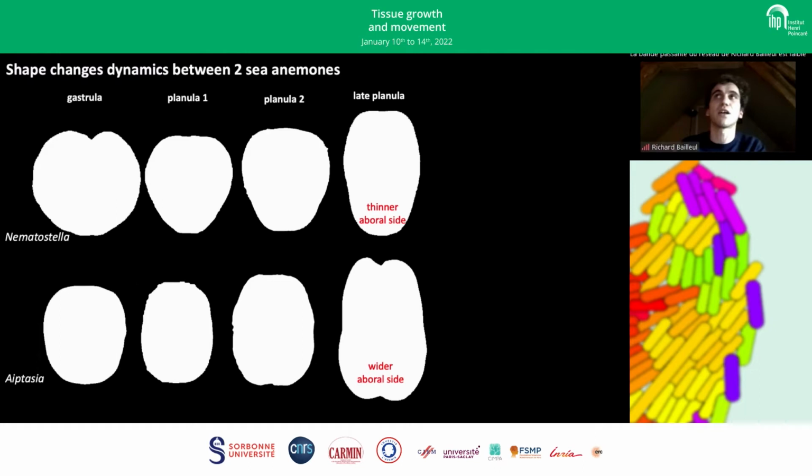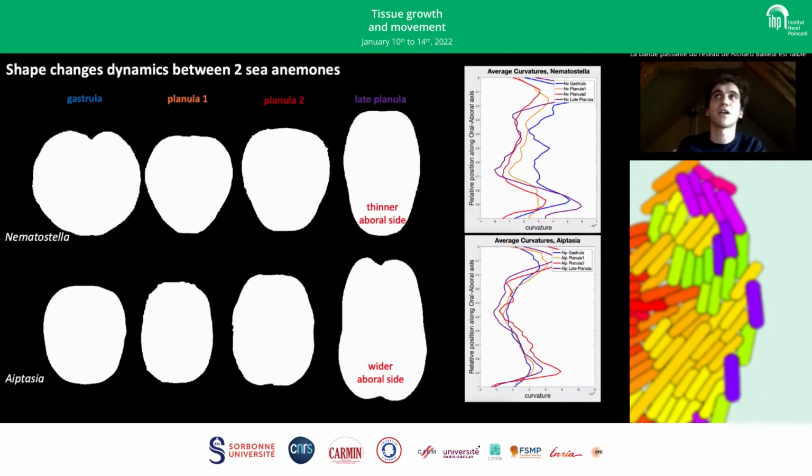that like curvature profiles. So here what you can see is curvature profiles average per stage. What I realized is that the position of the minimal curvature on the lateral side, the lateral minimal curvature, is actually quite constant from planula 1, and is positioned more towards the oral side in Aptasia compared to Nematostella.